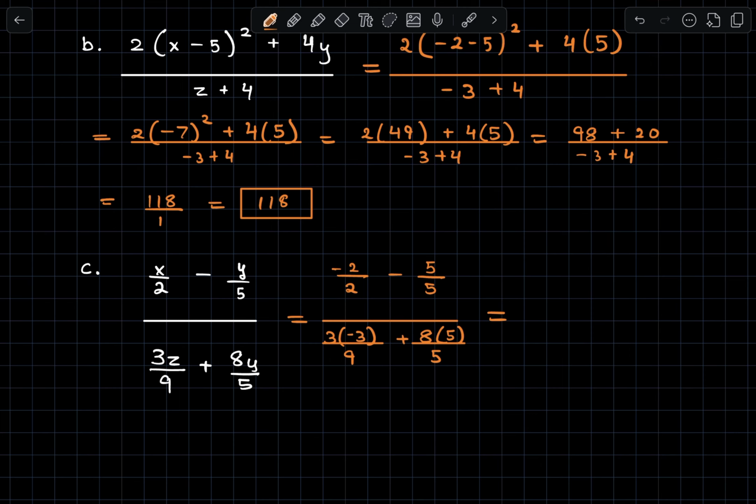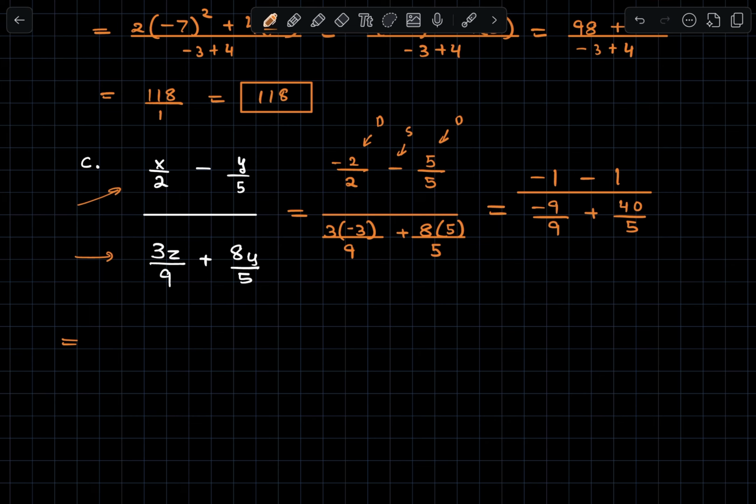So let's see what we can simplify. Well, negative 2 divided by 2 is just going to be negative 1. And 5 divided by 5 is just 1. Okay, so we have a division here, and a subtraction. So the first thing we're doing is those individual divisions. And remember, with these complicated fractions, we can treat the top as a separate operation first from the bottom before worrying about that big division in the center. Now on the bottom, we can do 3 times negative 3, which is going to give us negative 9, divided by 9. Then we've got 8 times 5, which is 40, divided by 5.